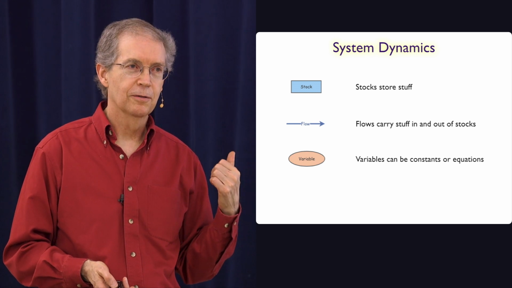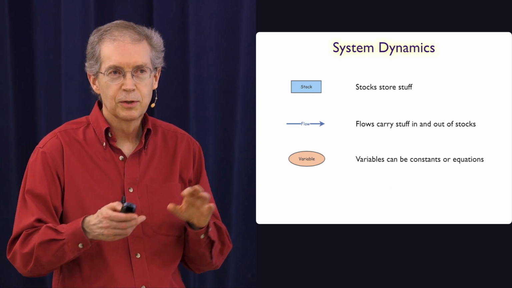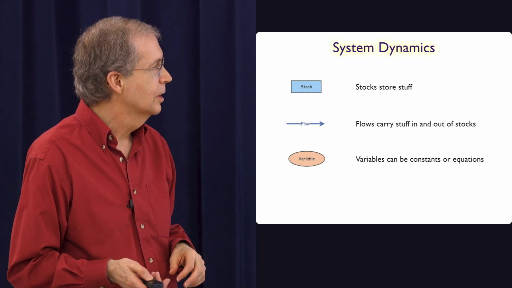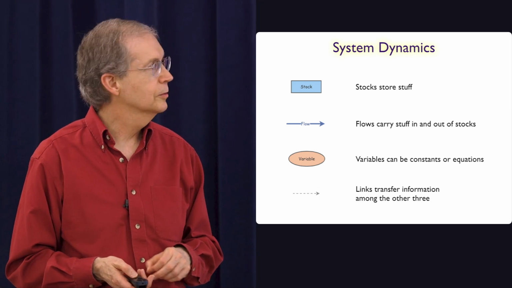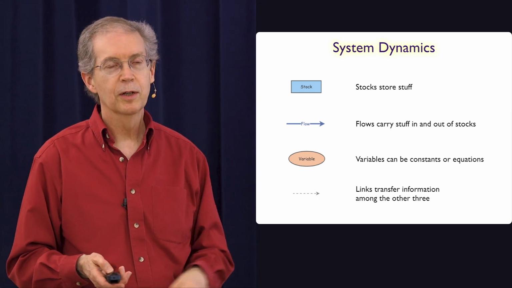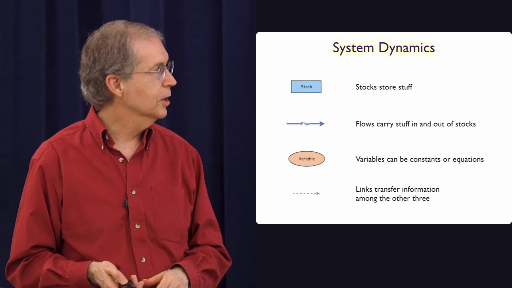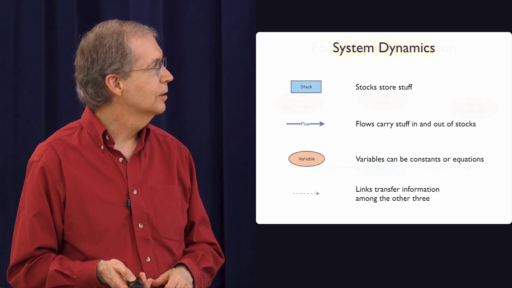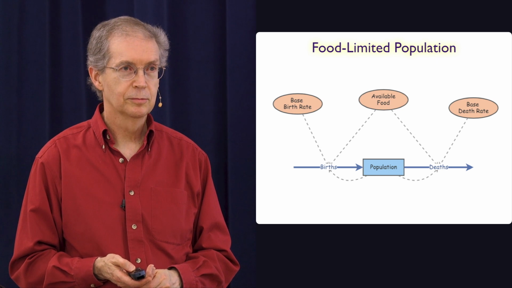However, those two aren't enough. You also need some kind of place where you can do some additional calculations, and these are called variables. And then to tie it all together, they have what they call links. So these four things wind up being the basic elements for system dynamics diagrams. And let's look at a particular example.